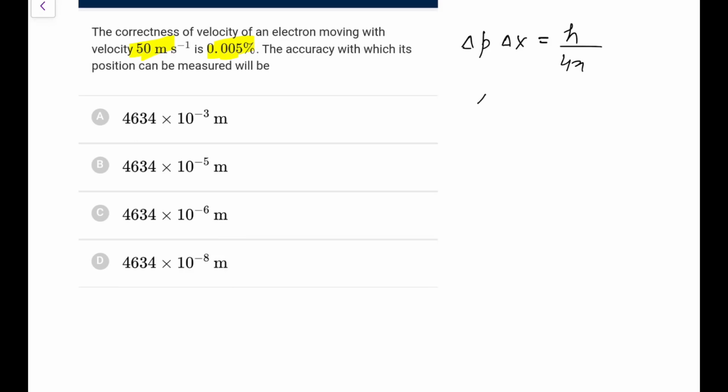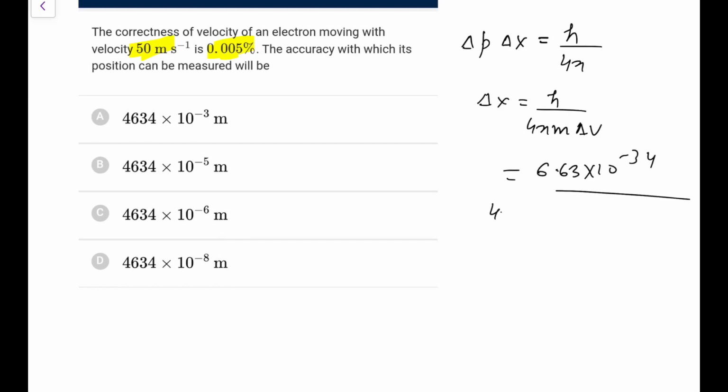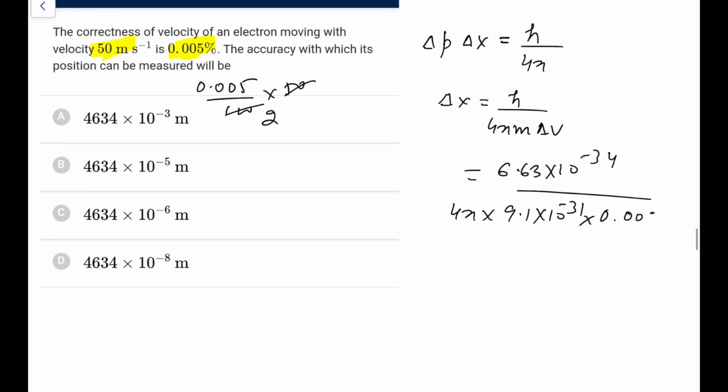So this delta x accuracy would be h upon 4 pi into delta p, where delta p is m delta v. So h is 6.63 into 10 raised to the power minus 34, 4 pi, m you write as electron mass 9.1 into 10 to the power minus 31, and uncertainty in velocity would be 0.005 upon 100 into 50, so this is 0.005 by 2, that is 0.0025 I can write.